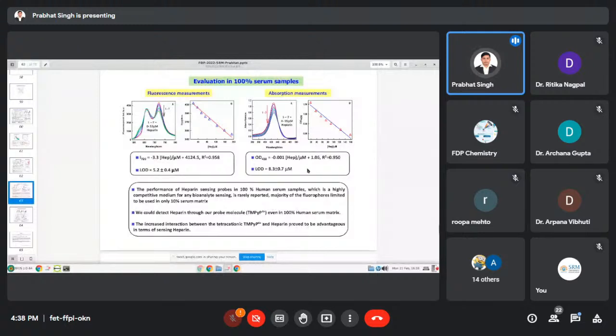So here in this case, we had a probe with which we can detect both through absorption and emission, which works in 100% serum, and at the same time it has a better LOD.